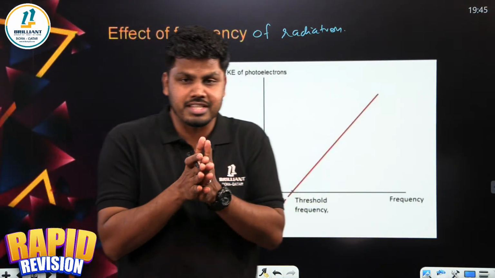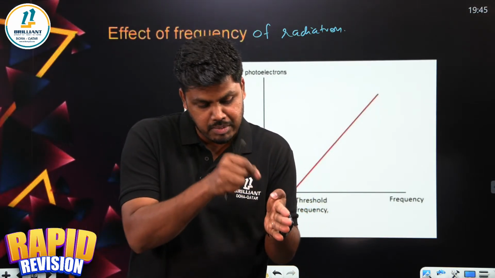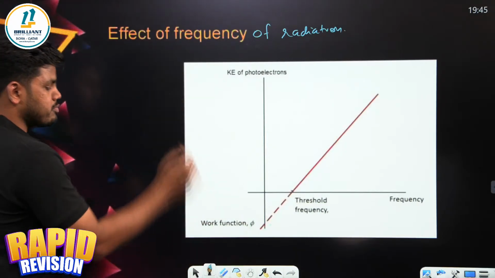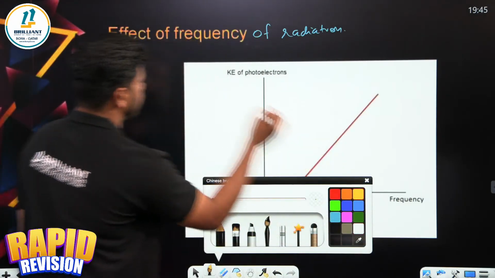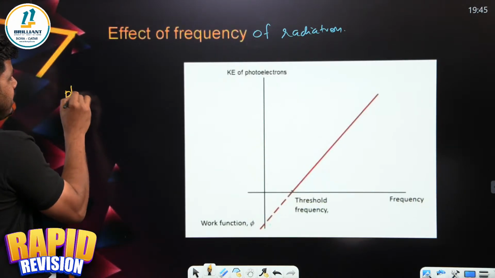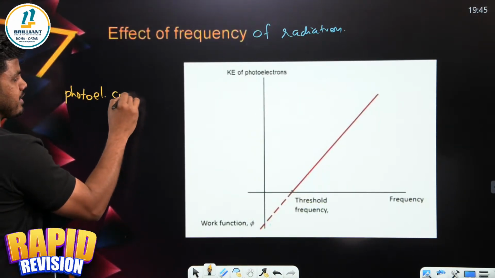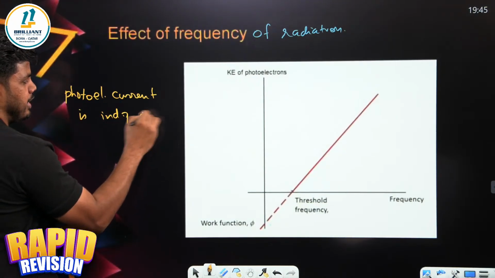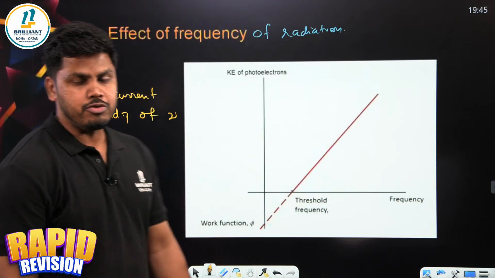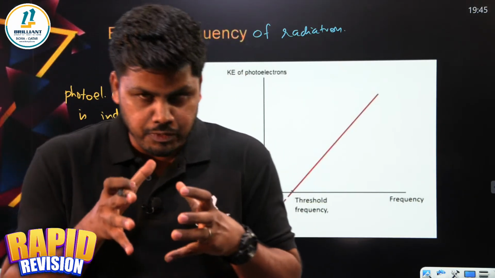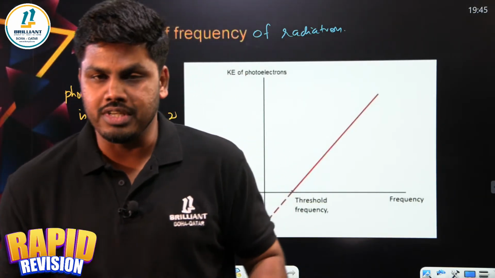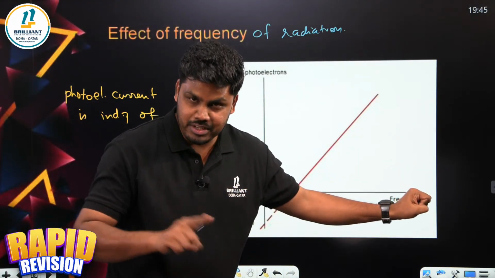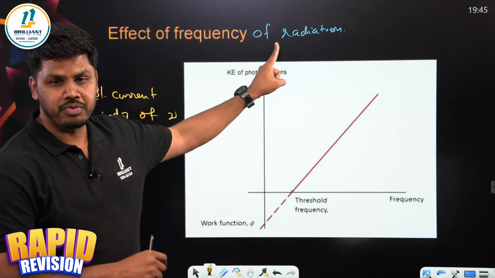So ultraviolet radiation has a frequency range, we know, right? Starting from the minimum, we are going to the maximum. At that time, it is observed that photoelectric current is independent of frequency. When you change the frequency of incident radiation, you cannot see any change in the photoelectric current. That means the number of electrons emitted cannot be changed by changing the frequency of radiation.